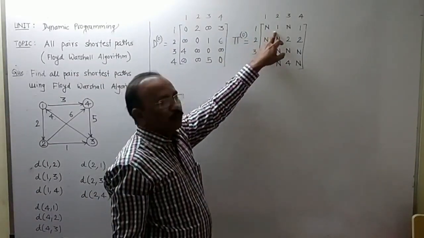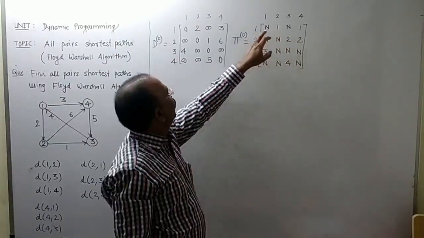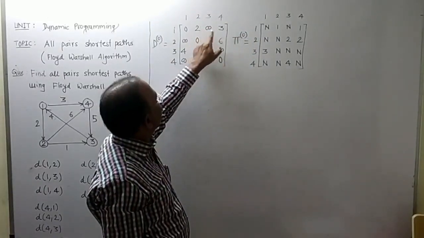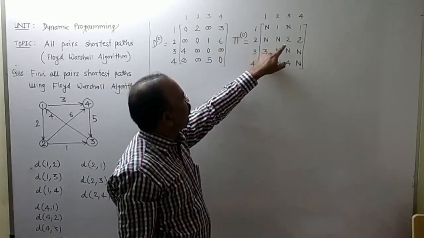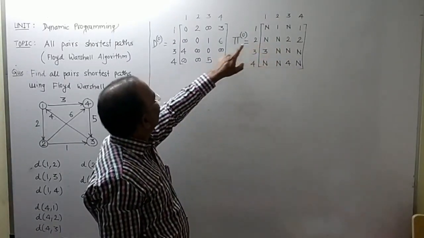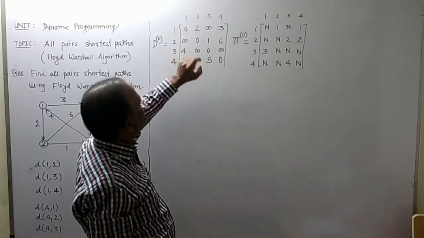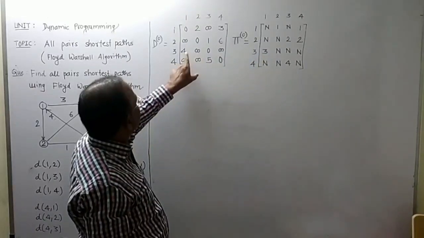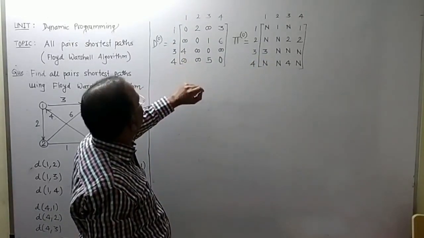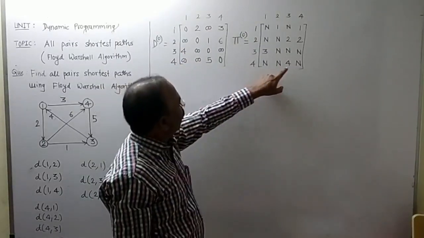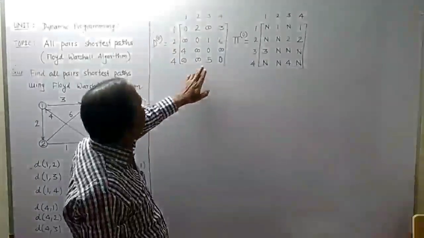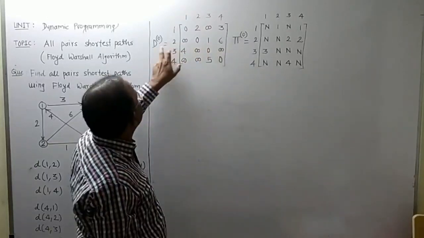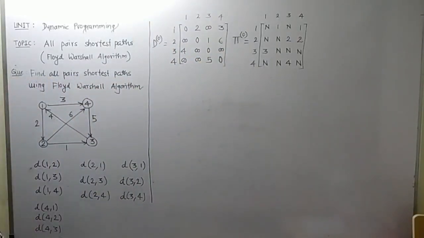Now, in short, in the first row write 1 for the values greater than zero and less than infinity. Then for the second row write the value 2 for the values greater than zero and less than infinity. In the third row write 3 for the values greater than 0 and less than infinity. Then for the fourth row, write 4 for the values greater than 0 and less than infinity. In this way we have to construct the D0 and pi 0 matrices.